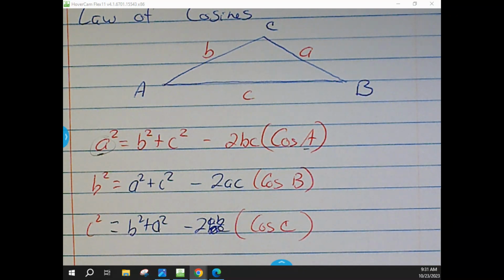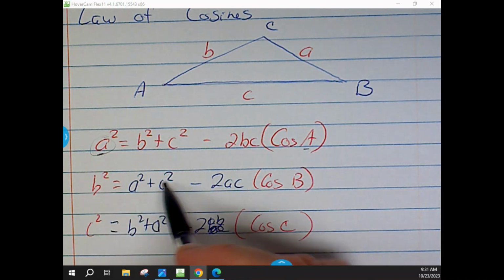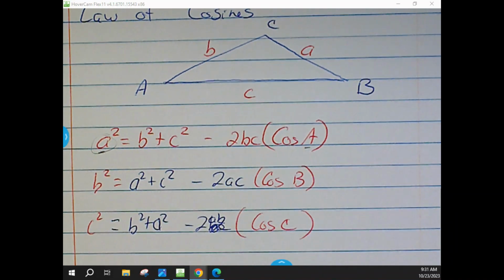Now they could throw it around and give you angle B and have you find side C, but then you've got to get creative. You'd have to move this one over here and move that back around. So you might have to get a little creative with the angle that's there, but we'll see. Again, we'll show you one of those in a second. We still have a couple other little things to show you, and then we'll back up and see if we can pick up on that one.